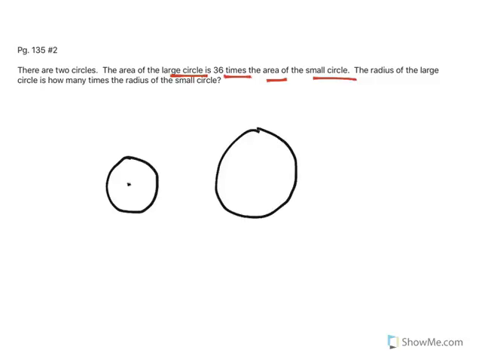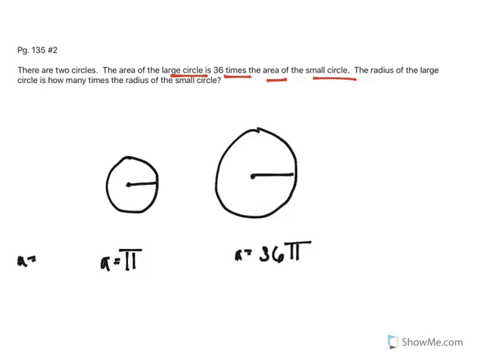So we have our small circle with an unknown radius. We have our large circle with an unknown radius. What we do know is that the area of the large circle is 36 times the area of the small circle. So let's say the area of the large circle equals 36 pi. Therefore, the area of the small circle would have to equal pi. Now, how is this possible?